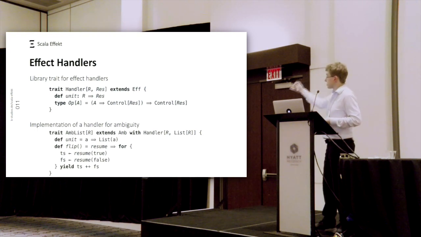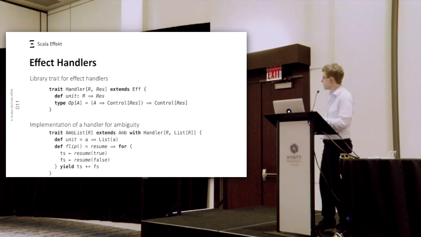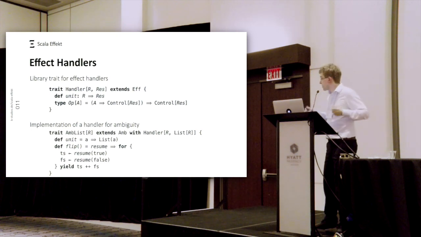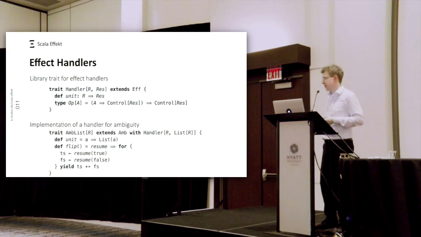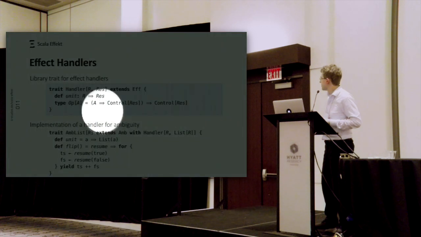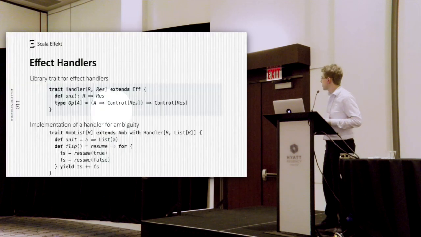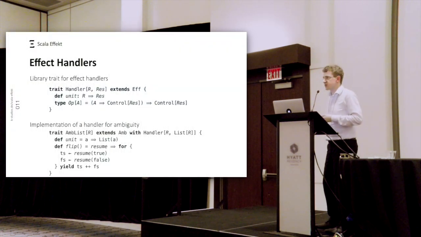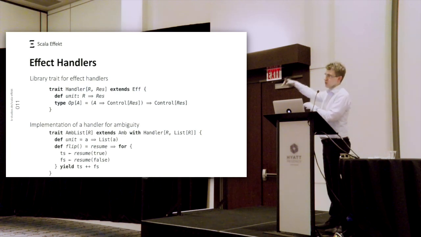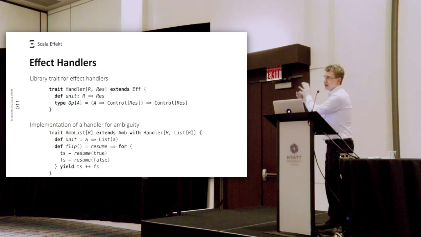We also need to implement all the effect operations in our signature. Here we only have one, which is flip. How do we do that? One key component is what Op actually is, and we see that up here. It is something which very much looks like a CPS-transformed version of A. So it's A to Res, but then there's this control thing, which we won't look into in detail today. It's only important that it's a monad, and we can use for comprehensions.